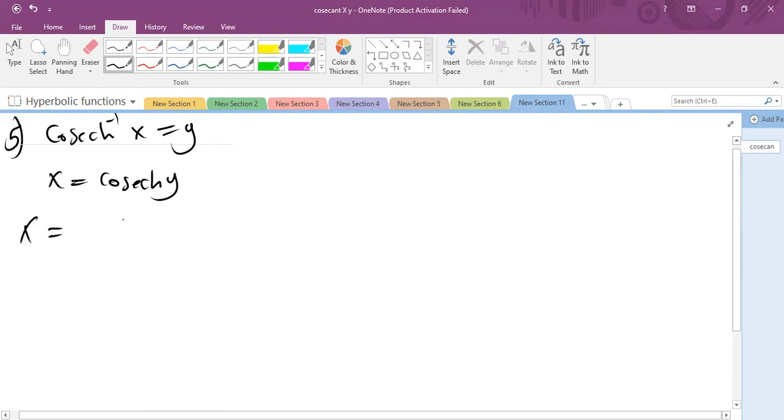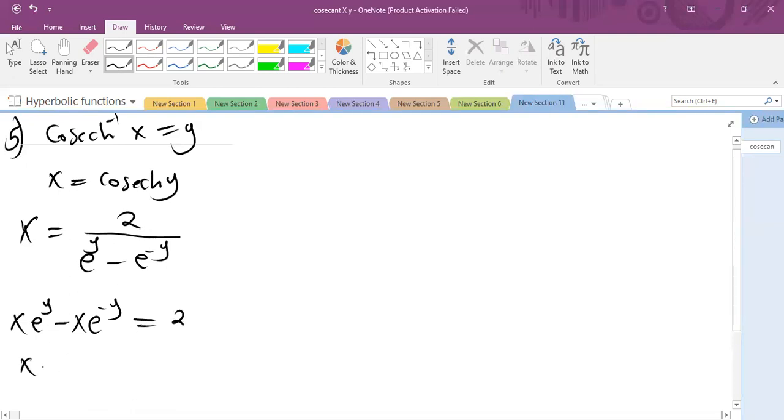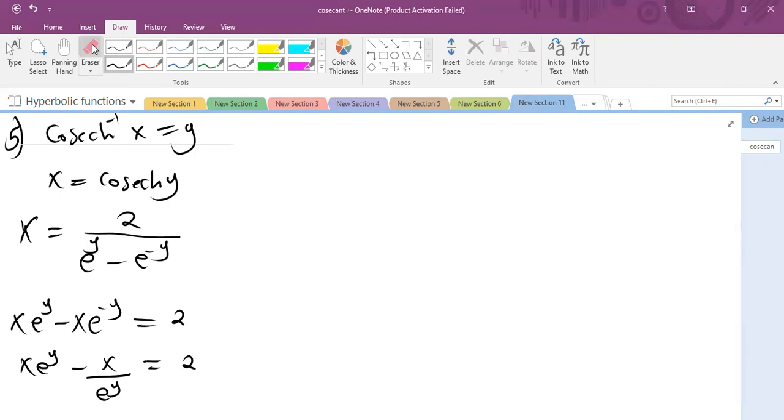So writing it in its exponential form, it's the same as 2 over e^y minus e^(-y). Cross multiplying this, we have x e^y minus x e^(-y) is equal to 2. Okay, so I can write this as x e^y minus x over e^y, if you bring this up, the power will be positive, is equal to 2. Then multiply all throughout by e^y.